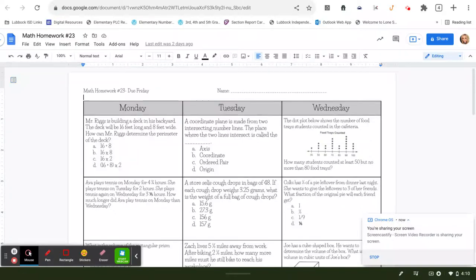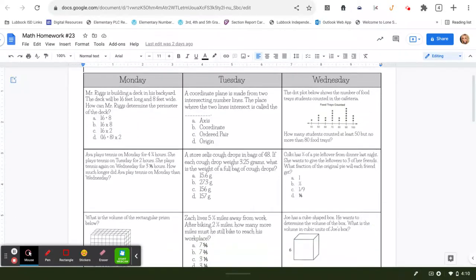Okay, here's your homework help for homework number 23. For Monday, it says Mr. Riggs is building a deck in his backyard. The deck will be 16 feet long and 8 feet wide. How can Mr. Riggs determine the perimeter of the deck?